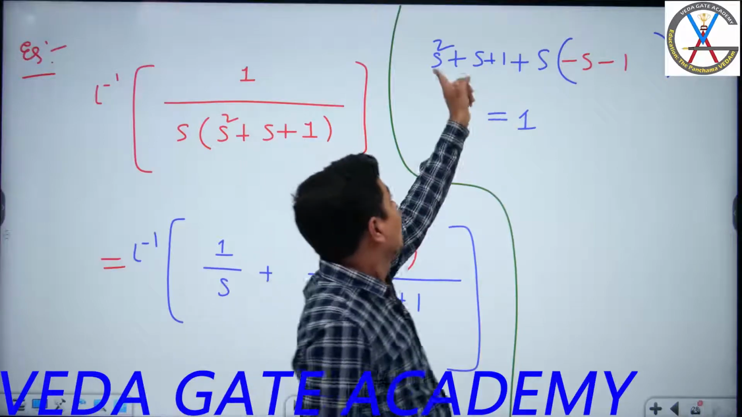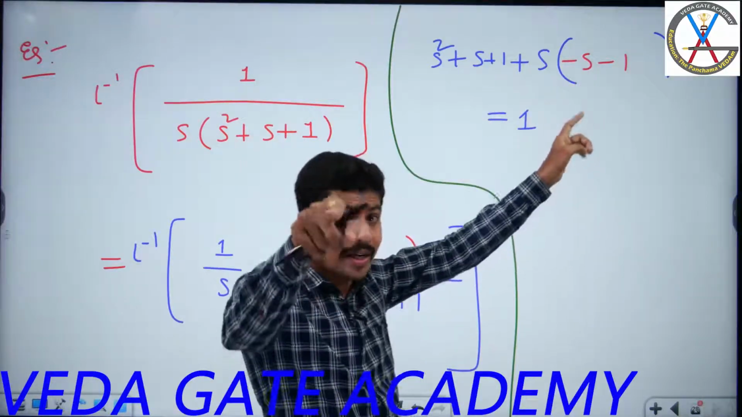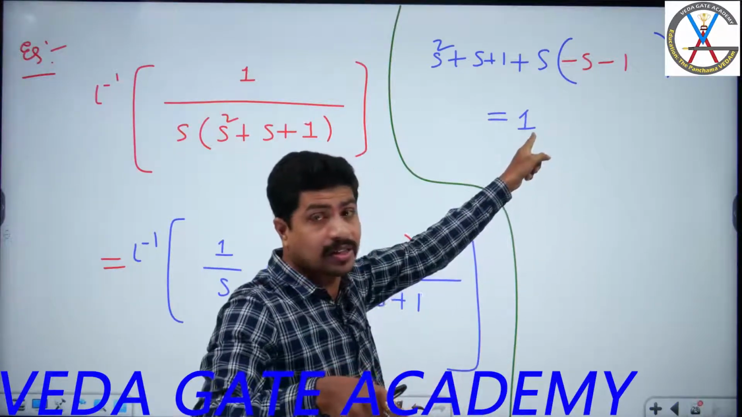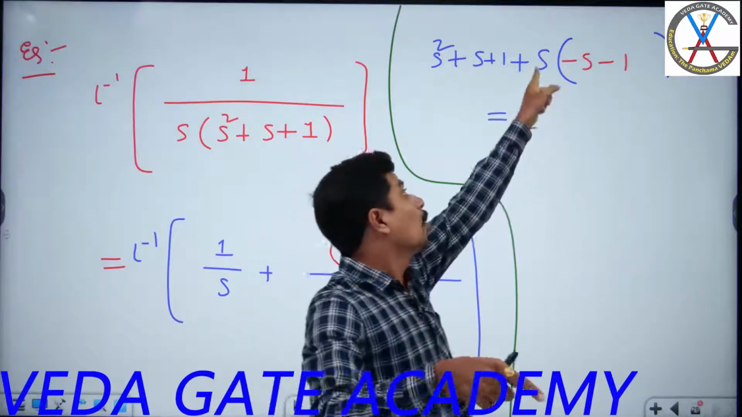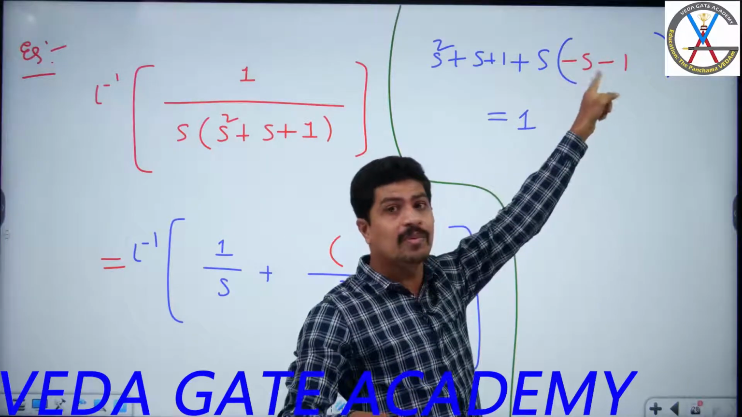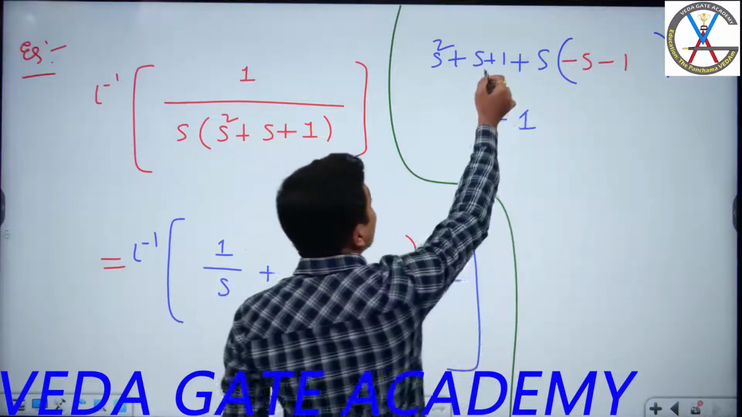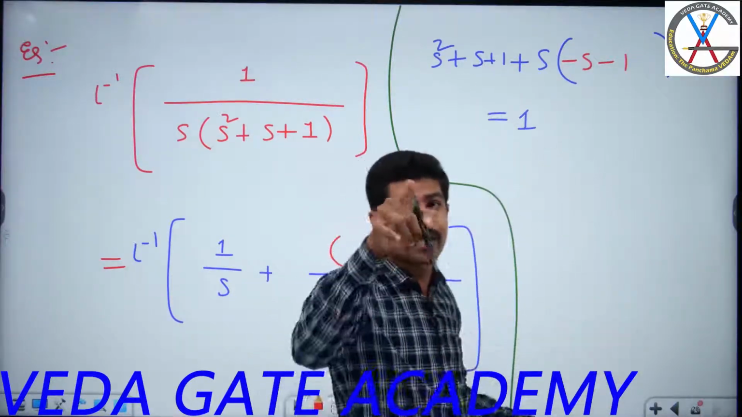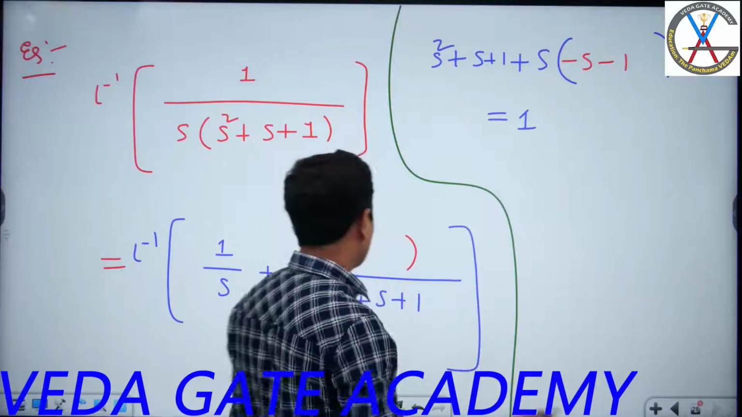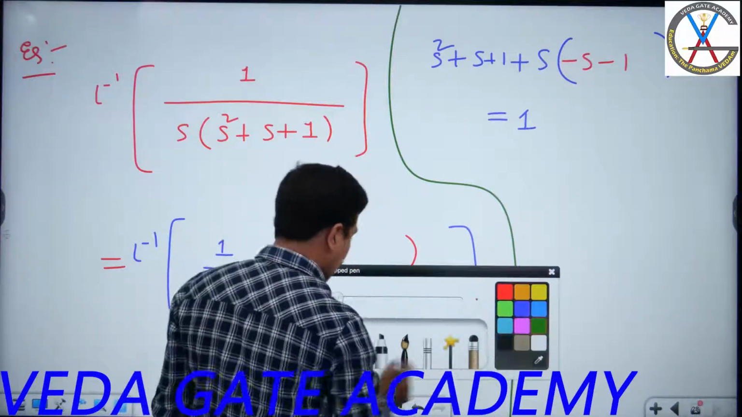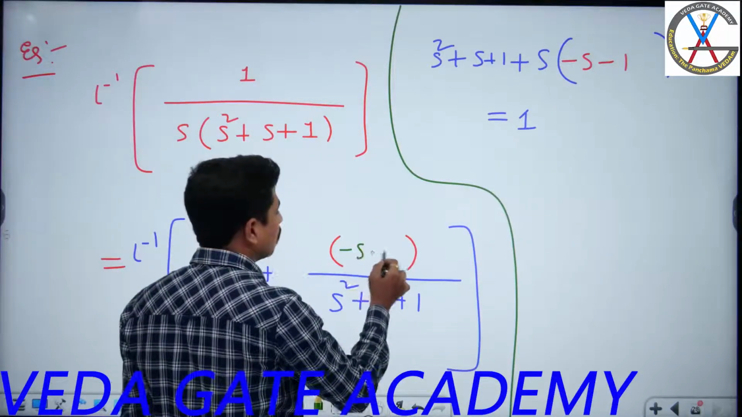How, sir? s square is there. For that s square to get cancelled, because here s square is not there on this side, I have to keep 1 minus s here. s into minus s will be minus s square. Okay, done. Here one s is there, here s is not there. To get that, I am putting minus 1 here. So here I have to keep minus s minus 1.